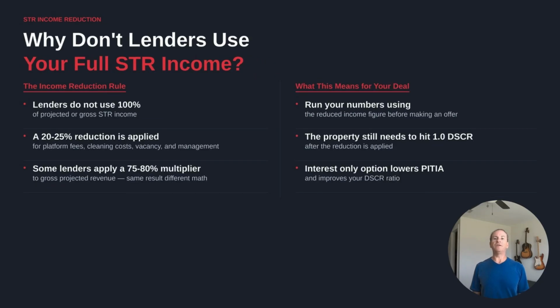As I stated before, lenders don't use 100% of your short-term rental income. A 20 or 25% reduction is applied, a quote-unquote haircut rule, or they'll use a multiplier of 75 or 80% of the projected income. This takes into consideration, once again, maintenance, cleaning fees, management fees, property management fees, all of that. So you've got to be aware of that also. If they reduce the income and we run into DSCR ratio problems, where you need to have 1.0 or better, you can always do an interest only or a longer term to make those ratios work for you.